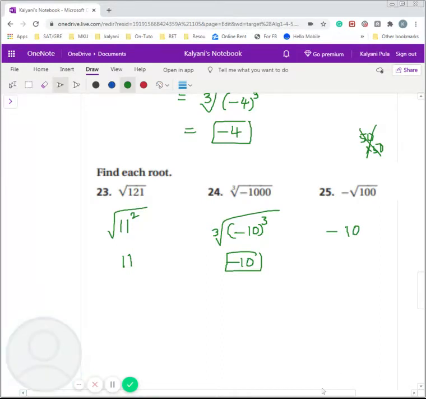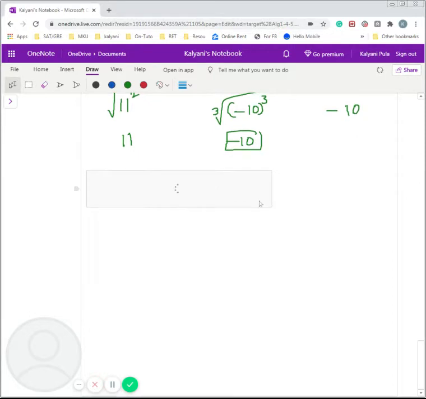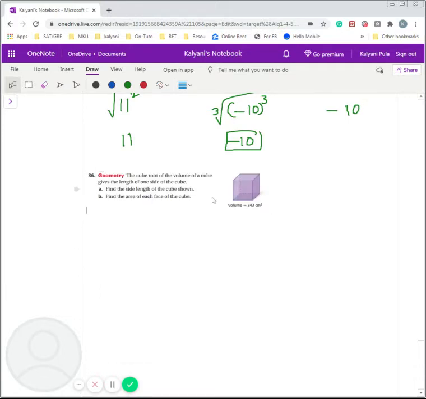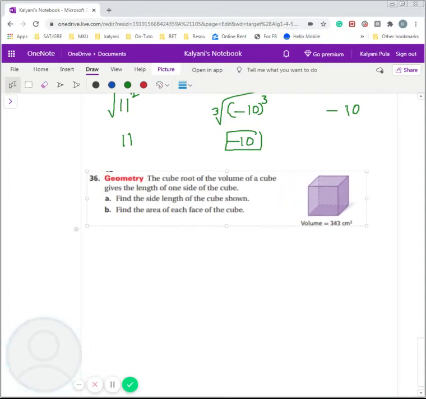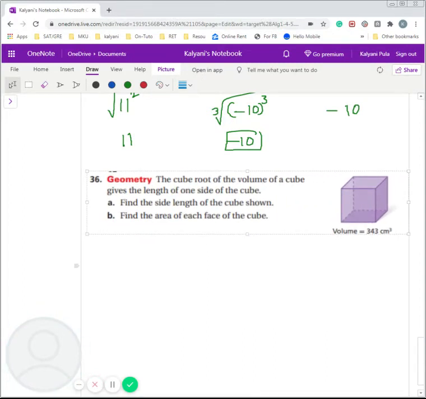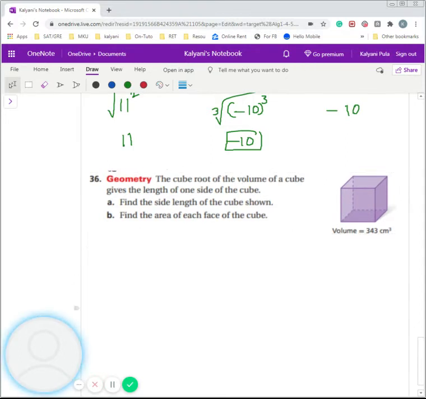Because the next question is a little tricky one. Not tricky, but again, it's easy only. Let's look at this one. Alrighty. All right, Avi, read the question for me. The cube root of the volume of a cube gives the length of one side of the cube.